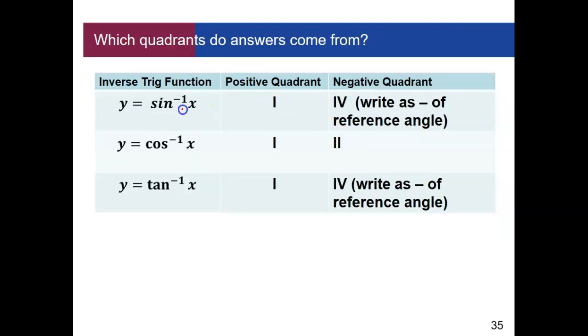Okay, so for inverse sine, if you're needing a positive value, you'll go to the first quadrant. A negative value, you'll go to the fourth quadrant. Inverse cosine, it will be first and second quadrants, and inverse tangent will be first and fourth quadrants. And notice in those fourth quadrants, we need to write it as the negative of the reference angle.